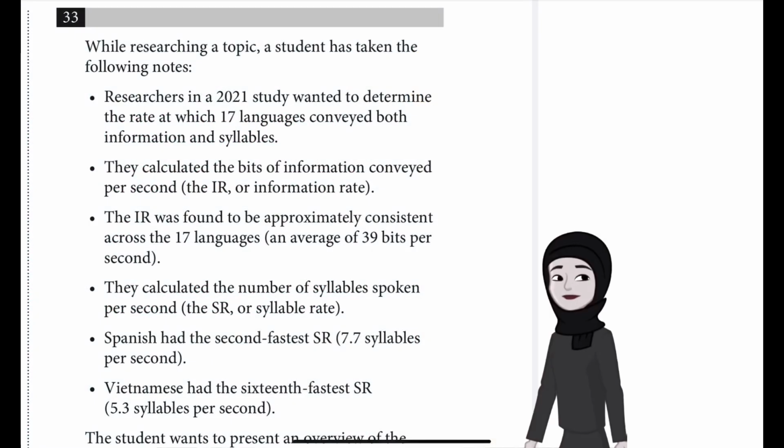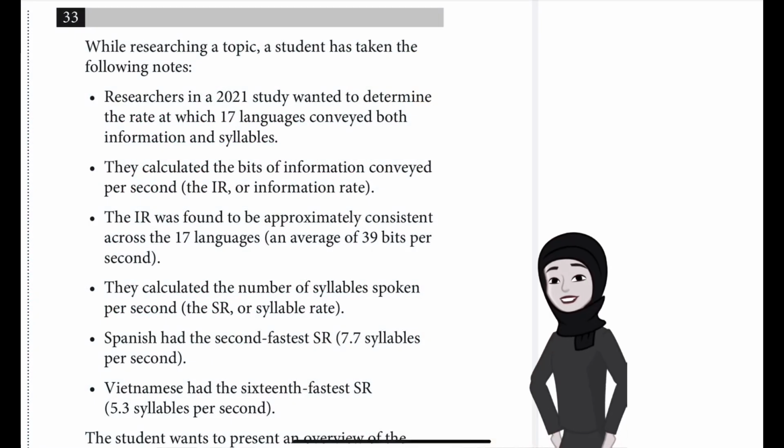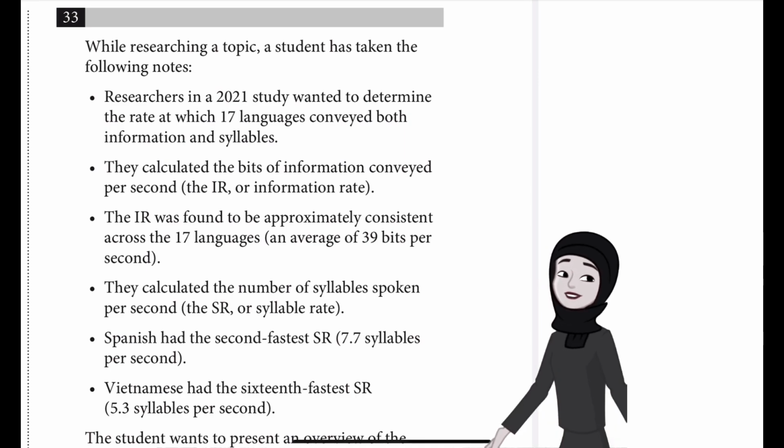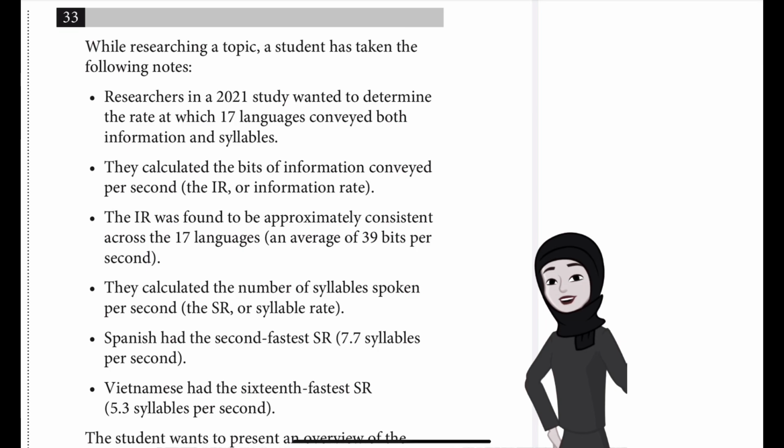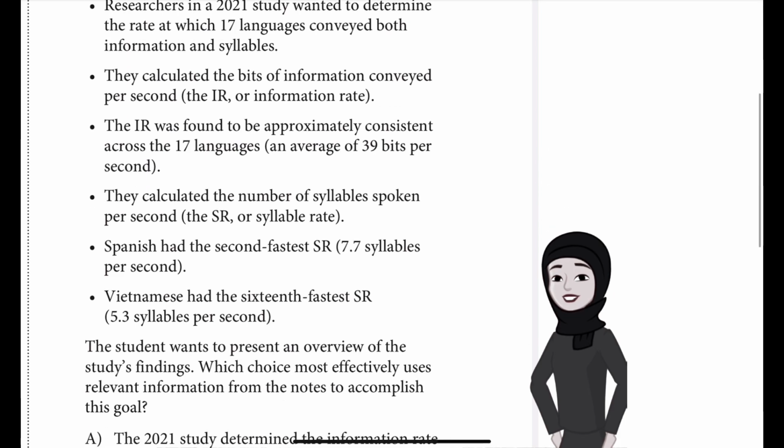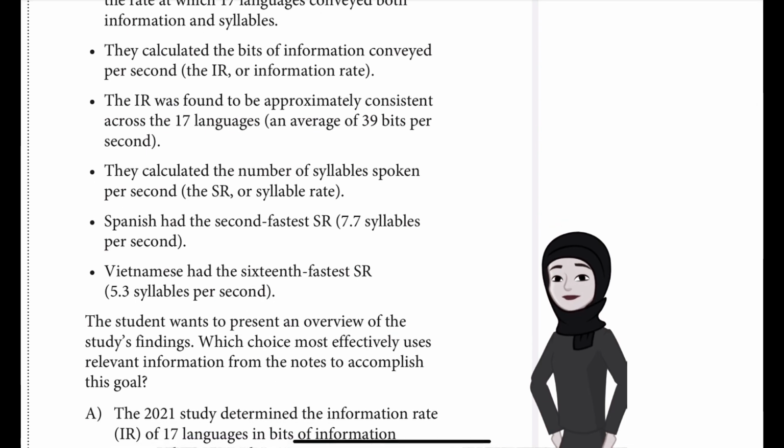Question number 33. While researching a topic, a student has taken the following notes. Researchers in a 2021 study wanted to determine the rate at which 17 languages conveyed both information and syllables. They calculated the bits of information conveyed per second, the IR or information rate.